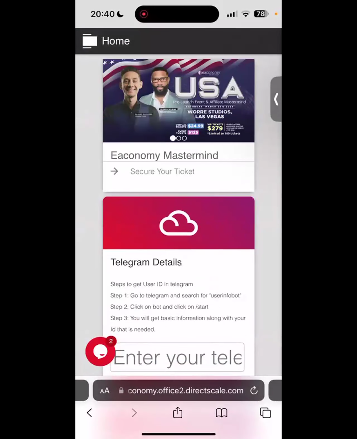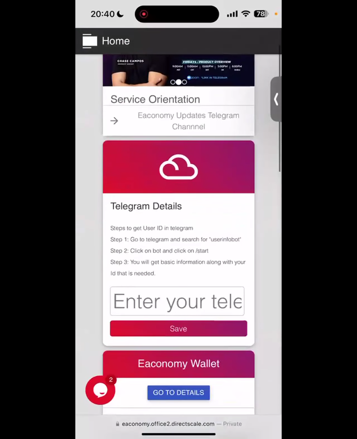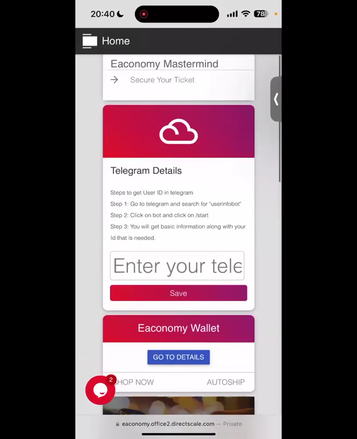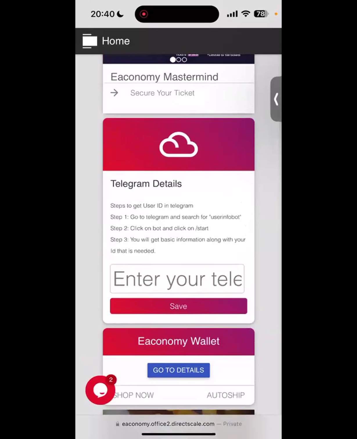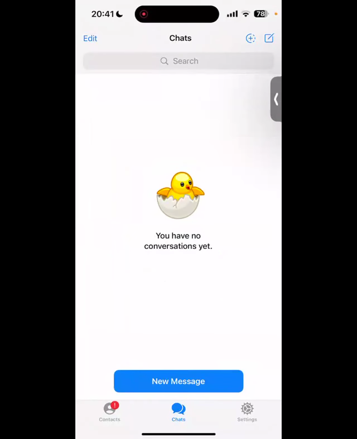So it says steps to get your Telegram details. Now, if you've not gotten your Telegram ID, you're not going to be able to join any Telegram group. So step 1 says go to Telegram and search for user info bot. So if you don't have the Telegram app, you want to download the app because you need to search for user info bot. So let's go to Telegram. Do you have Telegram? Mm-hmm. Okay, so let's go to the Telegram app.